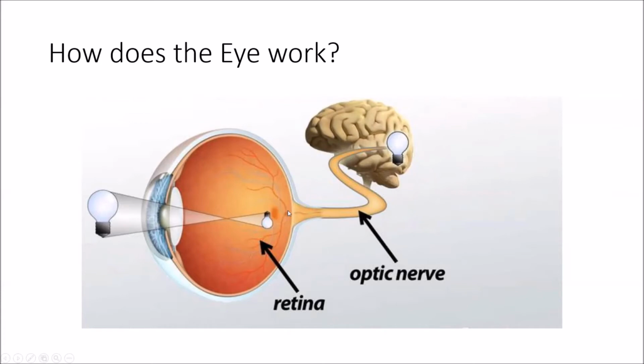Those nerve impulses are now going to travel along the optic nerve, and then go into the brain. The brain is going to interpret that information and is going to create an image.